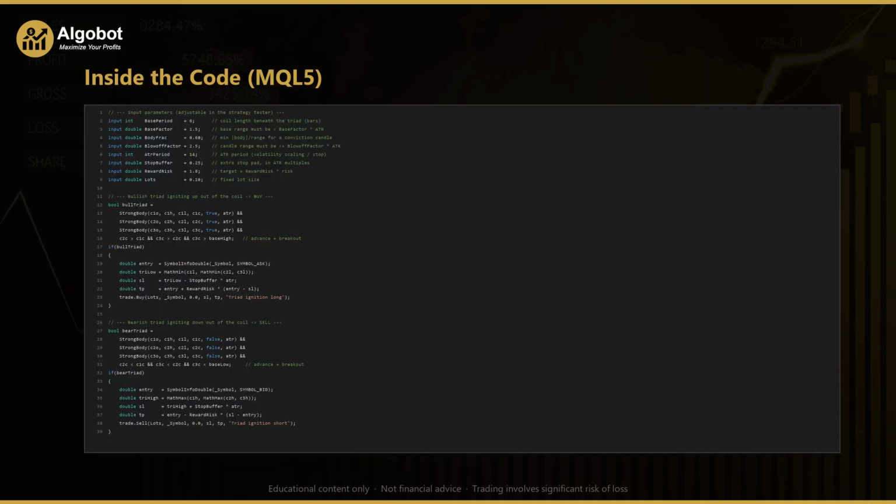Here's the heart of the code as it appears in MetaEditor. At the top are the input parameters you can adjust in the strategy tester. Base period and BaseFactor define the coil, how many bars form the base, and how tight it must be relative to ATR. BodyFrac sets the minimum body-to-range ratio for a conviction candle, and blow-off factor caps how large a candle can be before it's considered overextended.